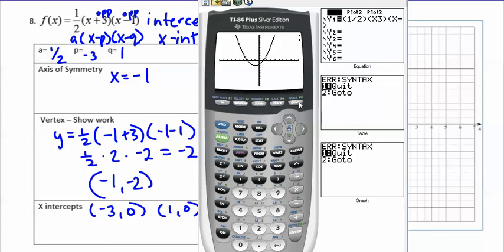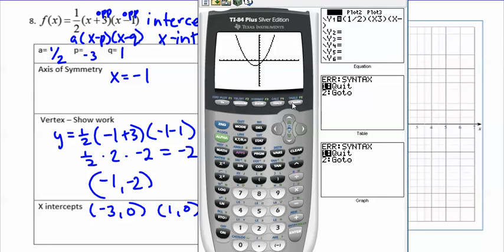Now you can see, just like we expected, if you have +3, that gives you an x-intercept at -3. If you have -1, that gives you an intercept at +1. You can probably tell your vertex from the graph. It looks like the x-coordinate is -1, and then you could look at your table of values to find that the y-coordinate is -2. But if you can't tell from the graph, there's one more method you can use.